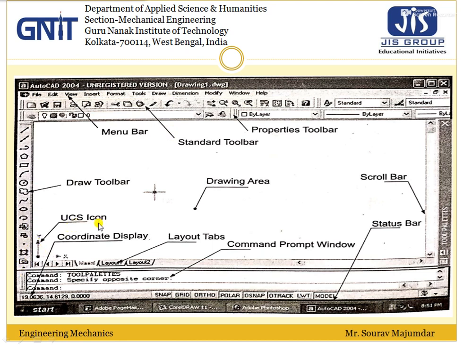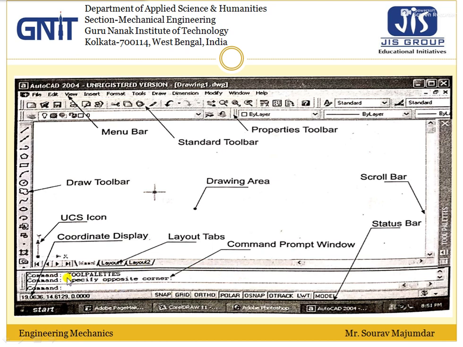This is the WCS or UCS icon, and this is the coordinate display. That means whenever we move, this is the crosshair. It totally depends on the movement of the mouse. Whenever we move our mouse, this cursor will move, and the location or coordinate of this cursor will display here. And there are 3 layouts, that is sheet 1, sheet 2, sheet 3, like that.